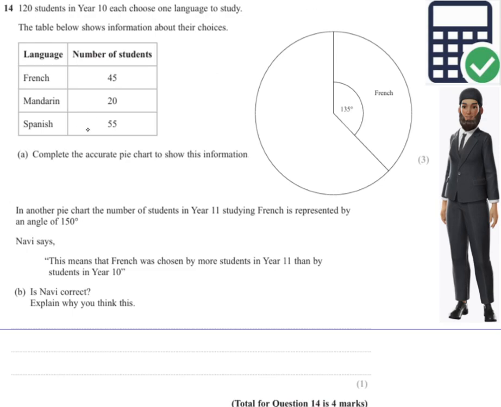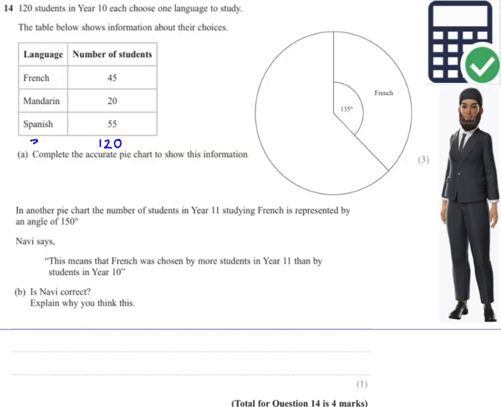120 students in Year 10 each use one language to study. The table below shows information about their choices. So if the language is French, Mandarin and Spanish, and the number of students. Now we know the total is 120 students, and what it's asking us to do for part A, complete the accurate pie chart to show this information.